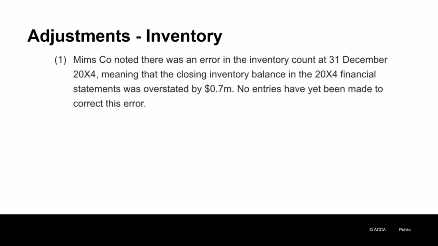Then with respect to inventory, over here we can see that there was an error in the inventory, which meant that the closing balance was overstated. Please read the question very carefully: inventory is overstated, which means that we need to reverse the double entry for 0.7 million to bring the inventory value down to its actual correct value.